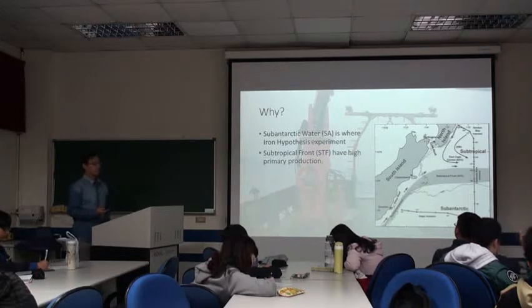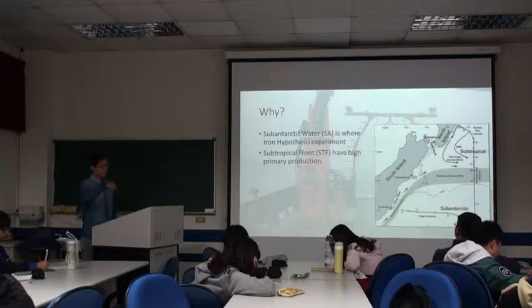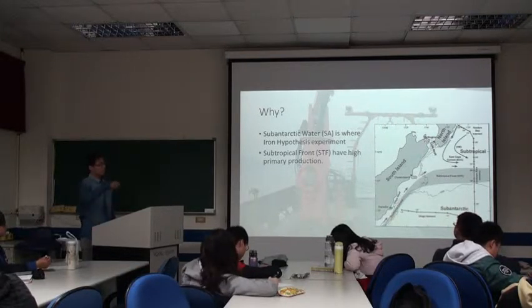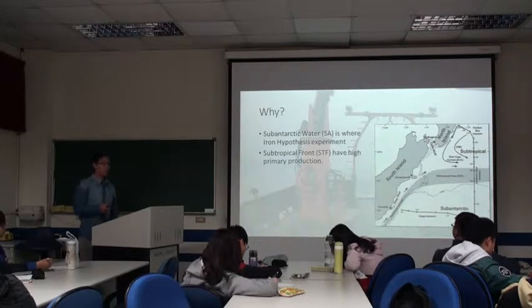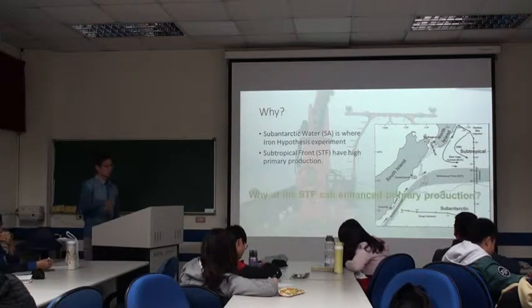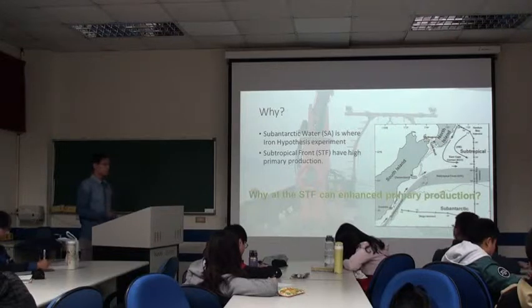And why do we do these experiments? Because the subantarctic water is HNLC, high nutrient and low chlorophyll a, but at the subtropical front there is high primary production. We want to know why the STF can enhance the primary production.